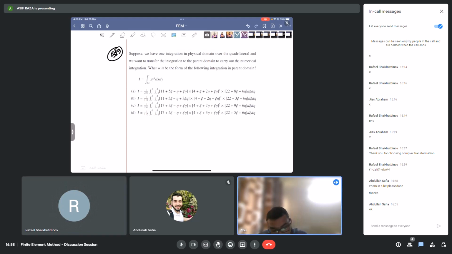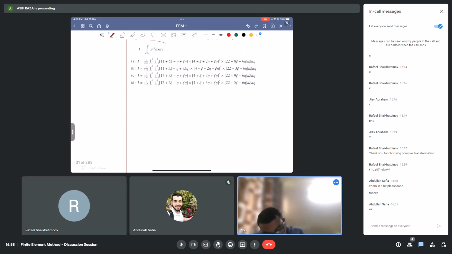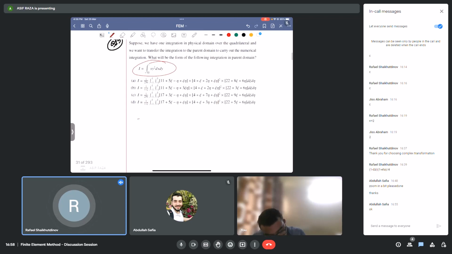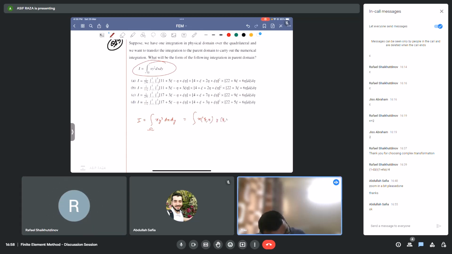Yes, so the question asked is we need to find this integration, right? We just substitute the values that we received for x and y, and we need to do a transformation of variables in the two-dimensional case. You just need to substitute x and y values in terms of xi and eta, and the limits will be minus 1 to 1 for eta and minus 1 to 1 for xi. This is what needs to be done.